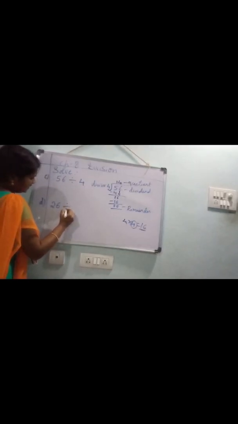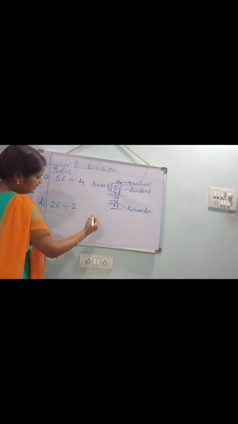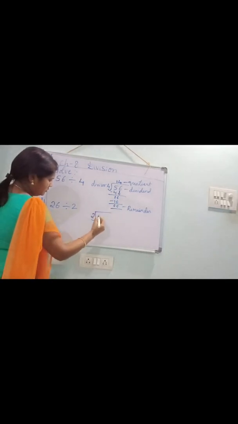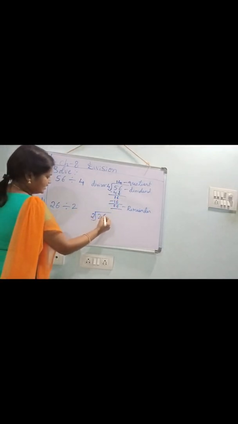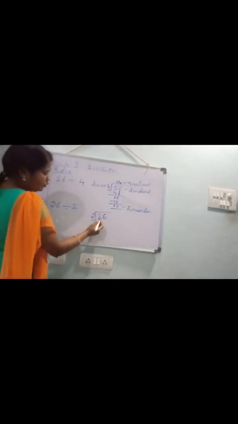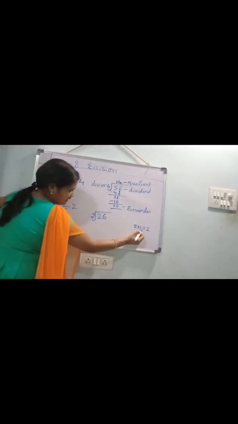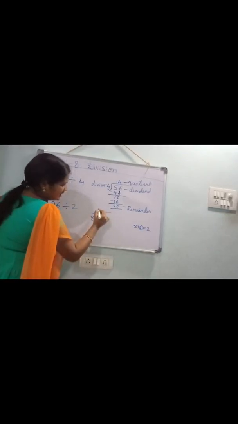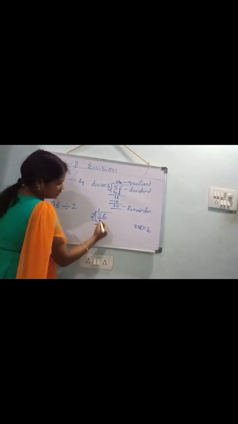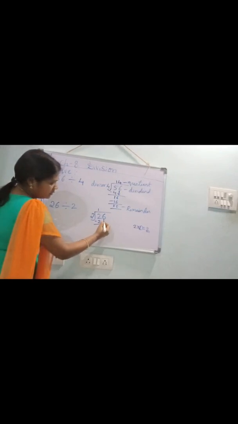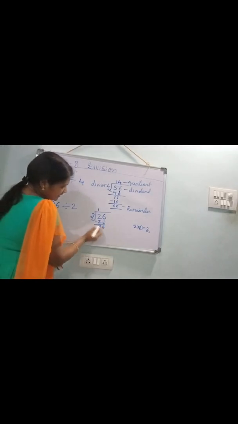26 divided by 2. See, children, what you have to do? Again, you should write 2 as the divisor and 26 as the dividend. See, 2 into 1 is equal to 2. This 1 you should write as a quotient. This product you should write down as 2 minus 2, 0. This 6 you should write down.